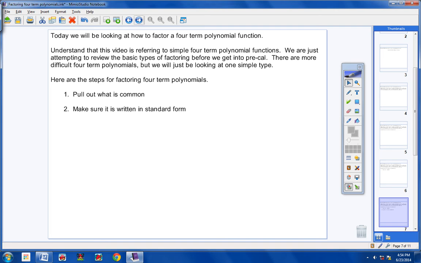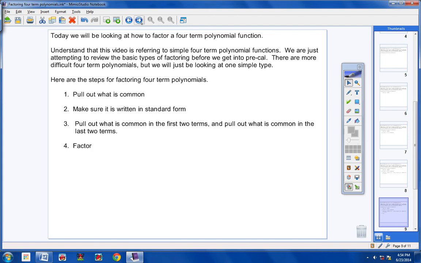Now students, you need to be taking notes on this and writing this down, okay? And if you need to pause the video, then feel free to do that. Number three, pull out what is common in the first two terms and pull out what is common in the last two terms. And then lastly, step four, factor, okay? Now, these types of four-term polynomials are not too difficult, so we're only going to practice one of these, okay? So take some really good notes on this, and then you'll have some homework, of course, to do to practice these types of problems. Okay, here we go.